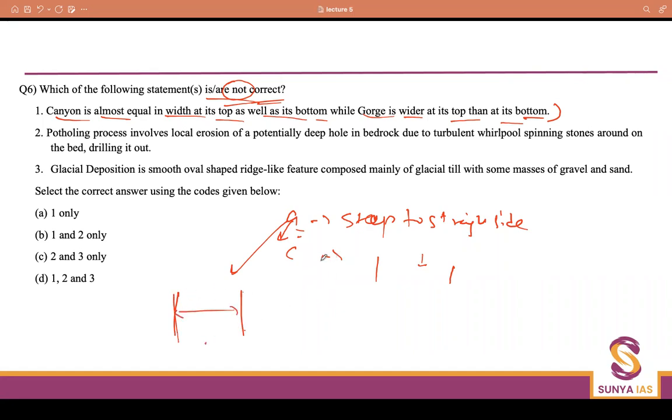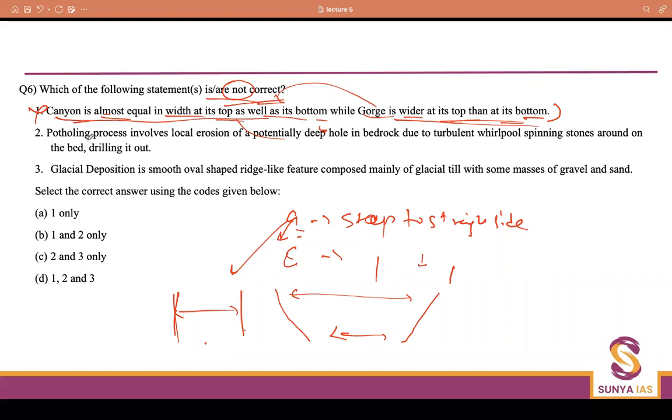But when you talk about canyons, they can be wider. First of all, canyons are wider and broader than gorges, and canyons can be wider at the top than at the bottom. So here the statement that the canyon is almost equal at the top and bottom is wrong. This statement is about a gorge, and this statement is about the canyon. So this statement is incorrect.